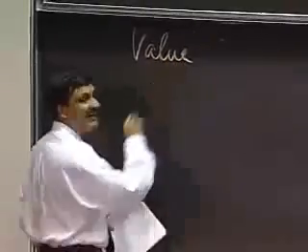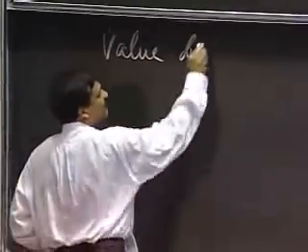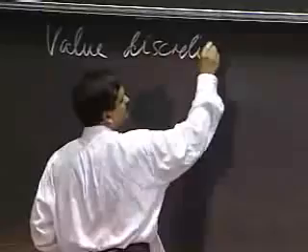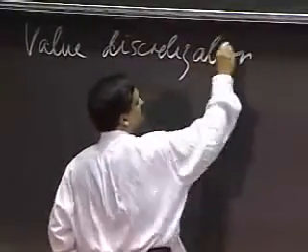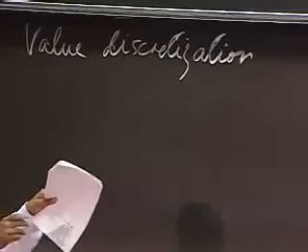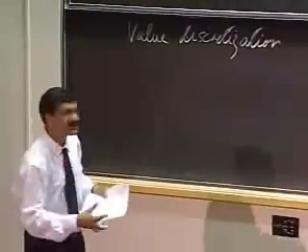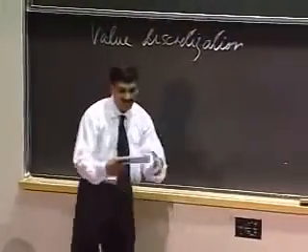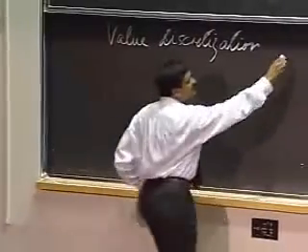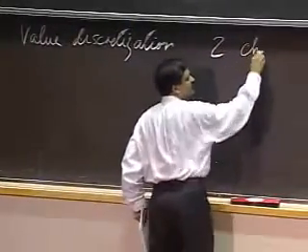So the idea is value lumping or value discretization. Much like we lumped matter, we discretize matter into discrete chunks. Let's discretize value into two chunks.